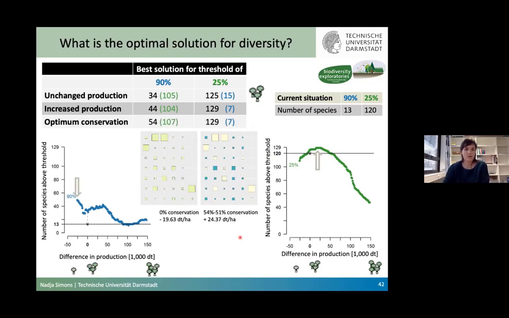The optimal solution for biodiversity in each case looks very different. So if we want to promote a selected number of species with almost optimal population sizes, we have to go for land sharing. But if we want to have at least a minimum population size for all the species, we would have to go for a more land sparing approach. And which approach we actually choose in the end will have to strongly depend on the identity of the species that we want to conserve, and also the possibilities that the abiotic conditions in the grasslands actually provide. So if it's even possible to realize these management scenarios.